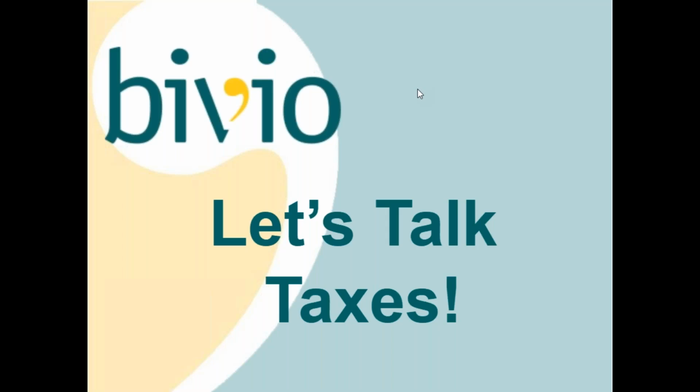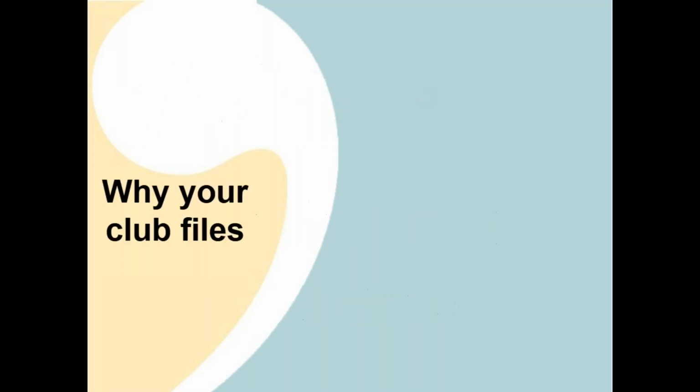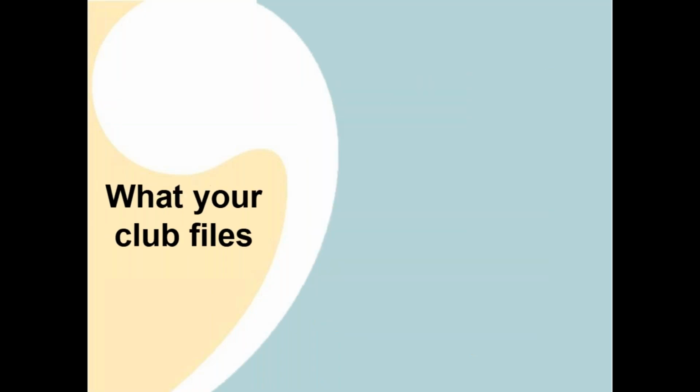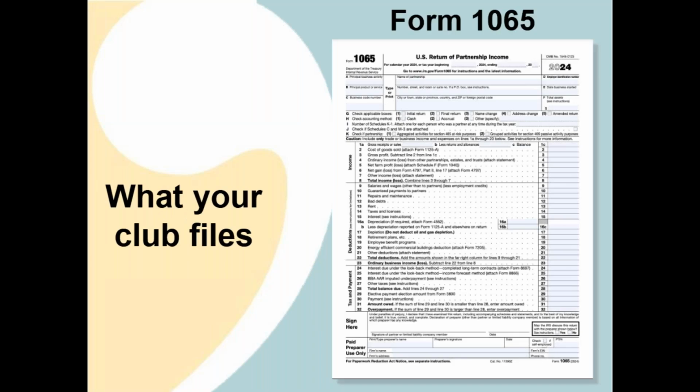Now let's get started talking about taxes. If your club has income, the IRS wants their share. We need to follow their rules on how to track and report it and pay taxes on it. Your investment club is a partnership, and the tax form you file is called a 1065 form. It is what is called an informational return. Your club does not have to pay taxes directly. All the income and expenses are divided up between the members, and they report and pay taxes on their share on their personal tax returns.